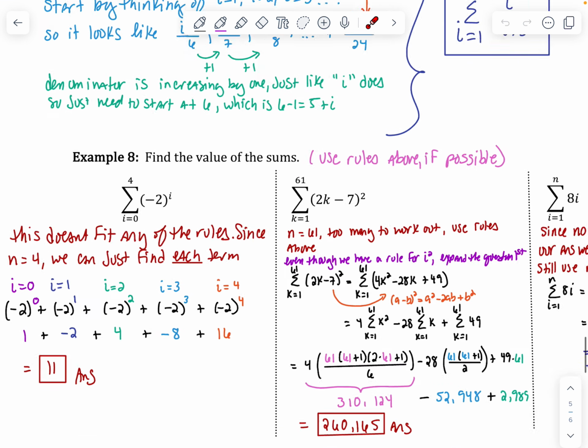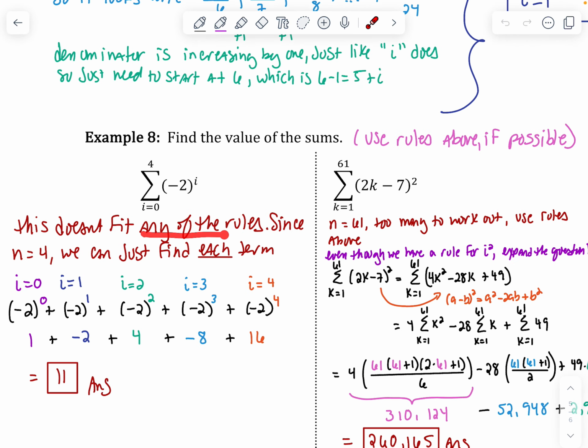Technically I to the 1, the 2, and the 3 power. So what happens here is I cannot use any of the rules above, but since n is just 4, this is pretty reasonable to go ahead and just find each term. So I'm going to start with i equals 0. It didn't start with 1, but it told me not to start with 1. And I'm going to put i, in this case, in the exponent.